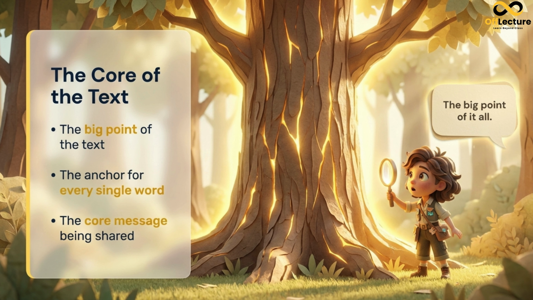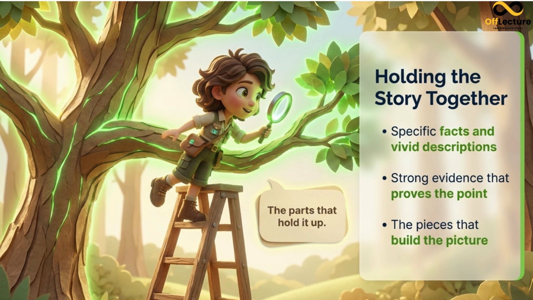The core of the text. What exactly is the main idea? It is the big point of the text, the one thought the author most wants you to carry away. It is the anchor for every word on the page. Everything else exists to support or prove this one central thought. The big point of it all, holding the story together.